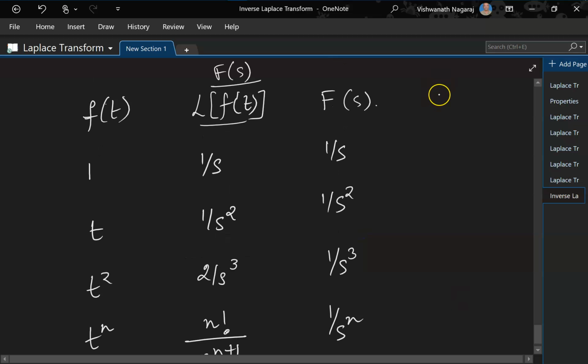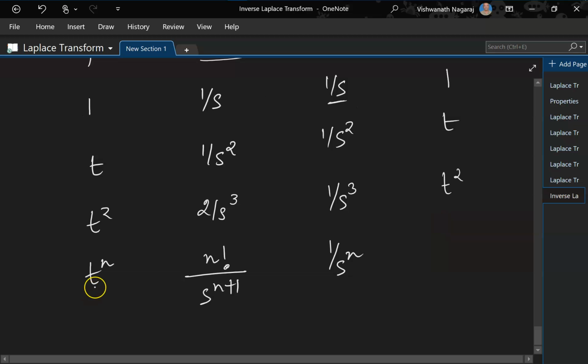So the opposite question you have to answer is, this is the Laplace transform of which function? That is the inverse Laplace of f of s. So for this it is 1. For this it is t. For this it is t square. For this it will be what? Don't just look here and just write it. This will be t to the power of n minus 1 by n minus 1 factorial.